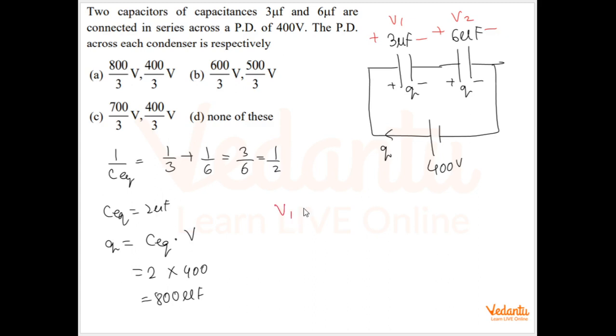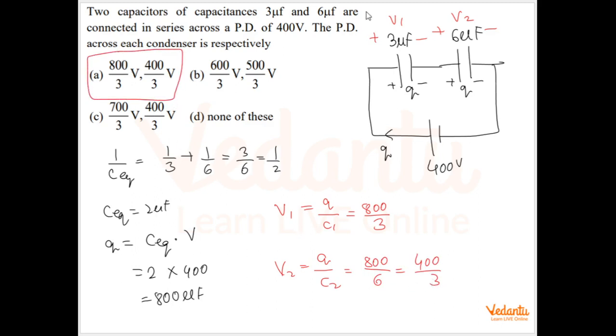V1, my dear students, will just be Q by C1, that will be 800 divided by 3, and V2 will just be Q by C2, that will be 800 divided by 6, which is 400 divided by 3. So, option A will be the correct answer.